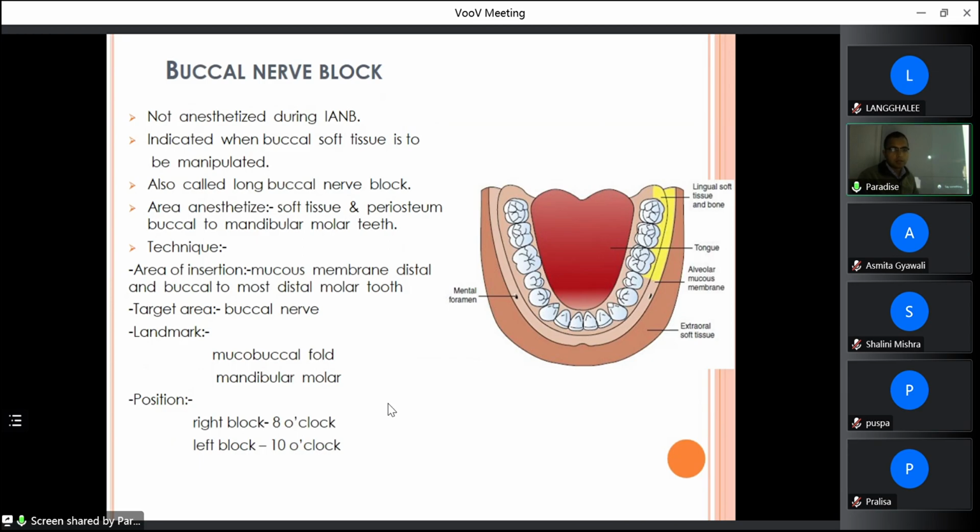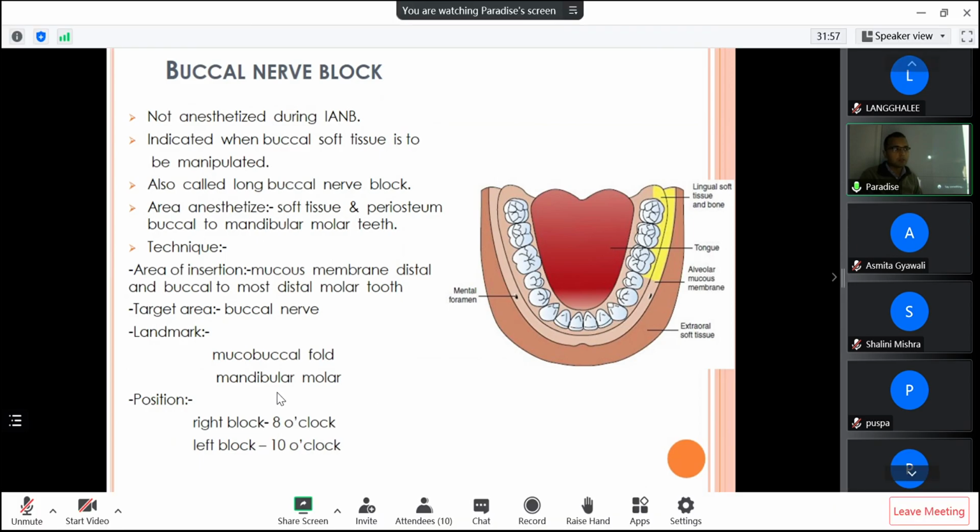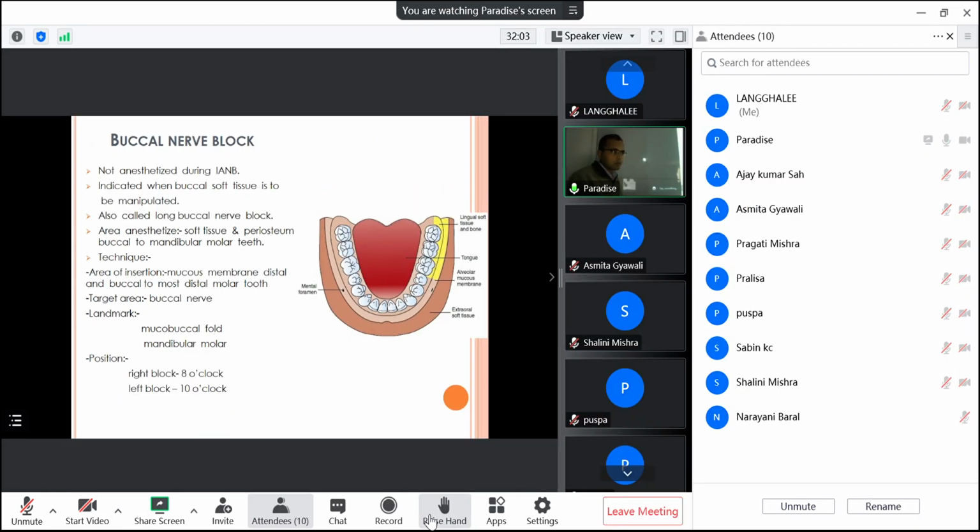Next is the long buccal nerve block, also known as the buccal nerve block. When you are planning any surgery in the molar region, such as extracting an impacted tooth or the first or second molar, you have to give a buccal nerve block as well. For this, insert your needle just distal and buccal to the last erupted tooth, whether it is the second molar or third molar. If the third molar is erupted, insert at the anterior border of the ramus, just distal and buccal to the third molar. If it is the second molar, insert buccal and distal to the second molar.